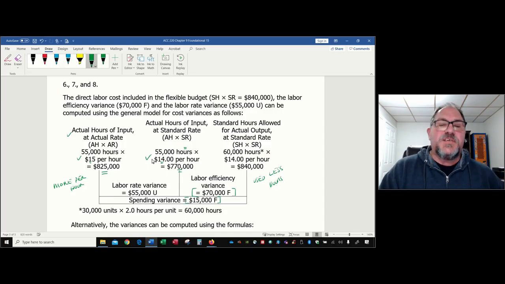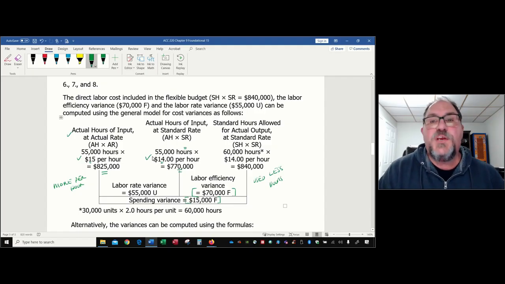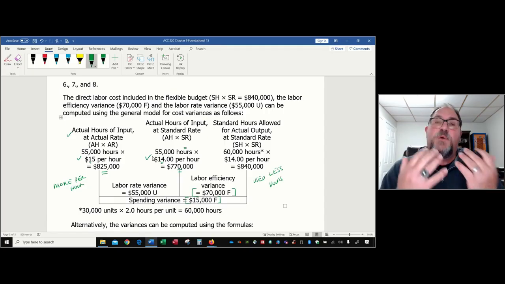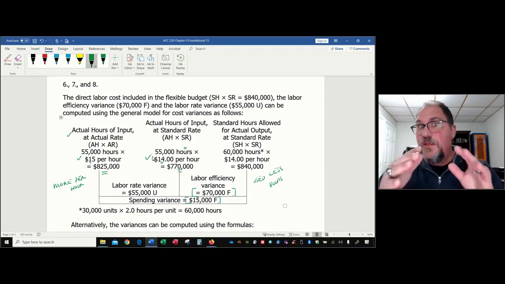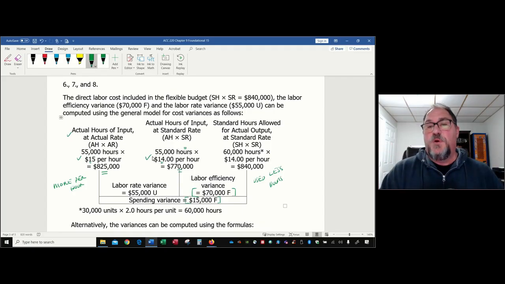So what you could say is, this could be one of those cases where we got really good people, so we're allowed 60,000 hours. We pay them a little more, and we actually come out ahead of things. Do you know what I mean? So the bottom line is we used less hours, but we paid more dollars per hour. In the end, it worked out for us. We still saved money. Okay?